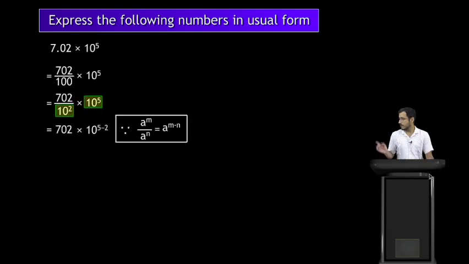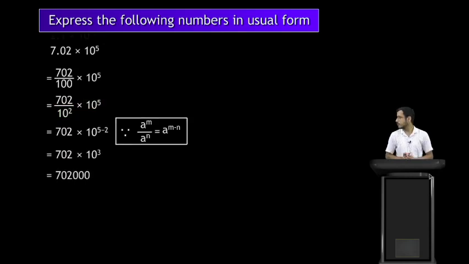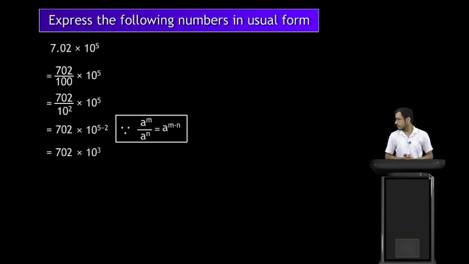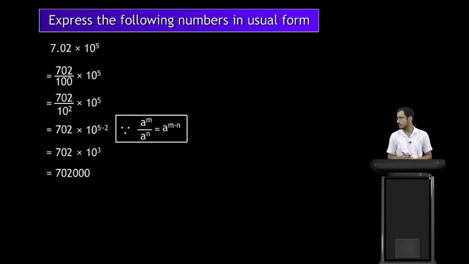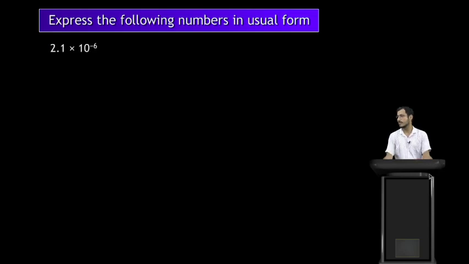Now remember the property, a to the power m divided by a to the power n will be equal to a to the power m minus n. So here 702 into 10 to the power 5 minus 2, that will be equal to 3. So 10 to the power 3, and now write the 3 zeros. So this is the basic technique for converting numbers.